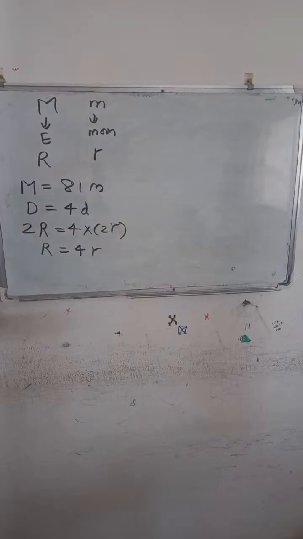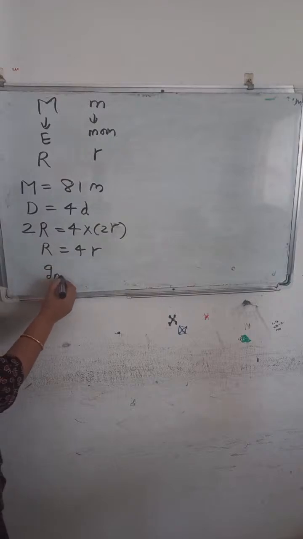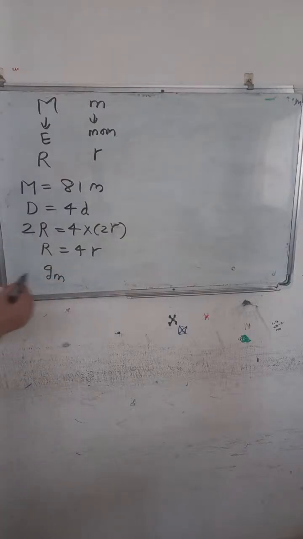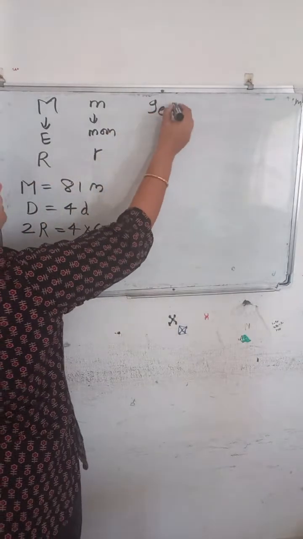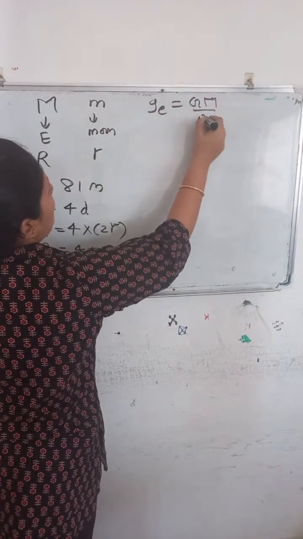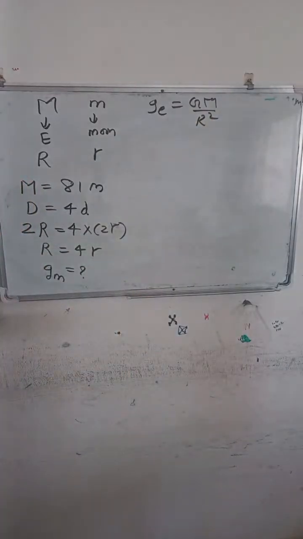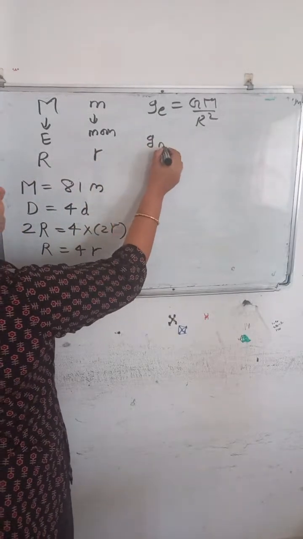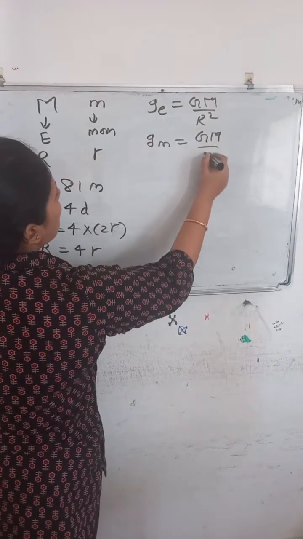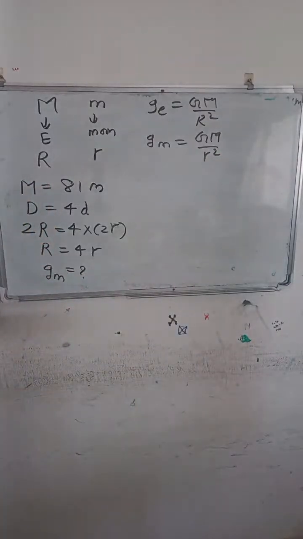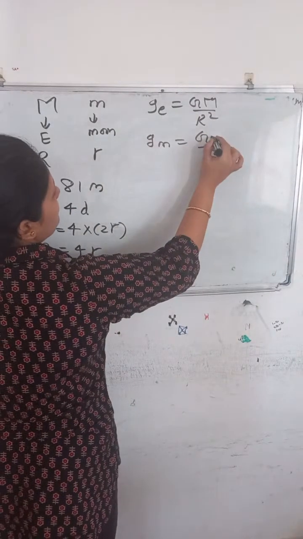They are asking for the acceleration due to gravity at the moon. We are interested in g_m, that is the acceleration due to gravity at the moon. So here we can use the formula. On the surface of the earth, acceleration due to gravity g_e is nothing but GM upon R square. And on the surface of the moon, acceleration due to gravity is G small m upon small r square.